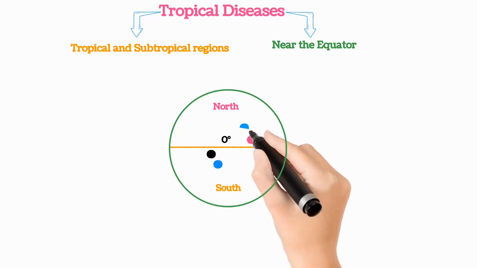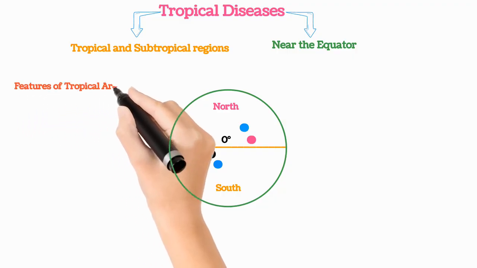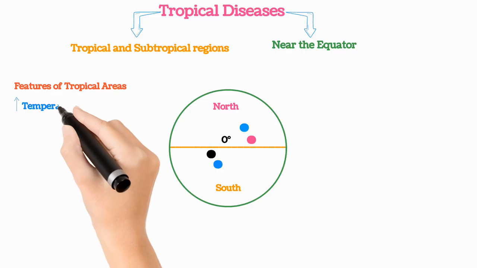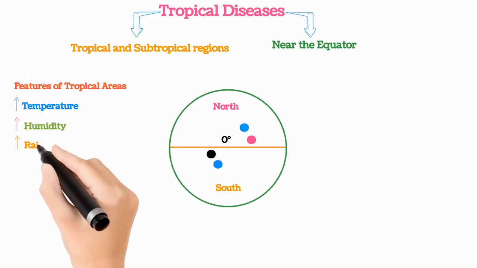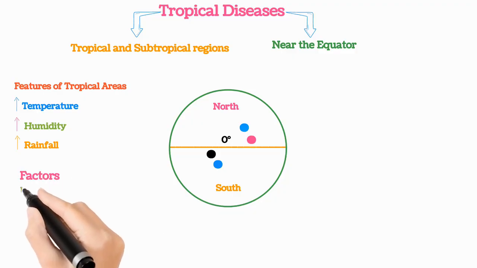And the areas near the equator are tropical and subtropical regions like Pakistan, India, Bangladesh, Africa. If we talk about the features of tropical areas, these include high temperature, high humidity, and high rainfall. Diseases that occur in these regions are the tropical diseases, often caused by pathogens like bacteria, fungi, viruses, and parasites that thrive in this environment.